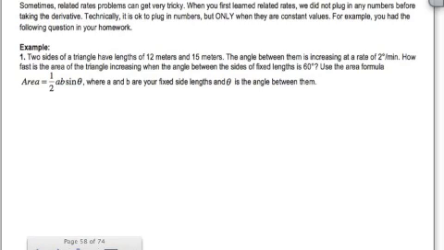So it says two sides of a triangle have lengths of 12 meters and 15 meters. Kind of nice I'm doing one of your homework problems for you, huh? The angle between them is increasing at a rate of 2 degrees per minute. How fast is the area of the triangle increasing when the angle between the sides of fixed lengths is 60 degrees? Use the area formula. Area equals 1/2 AB sine of theta, where A and B are fixed side lengths and theta is the angle between them. Okay, so basically you have a length of 12.